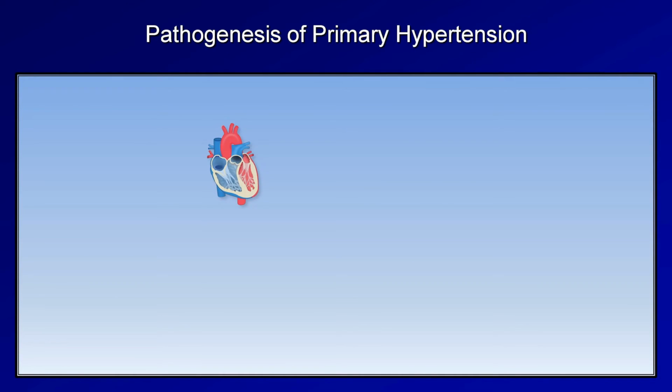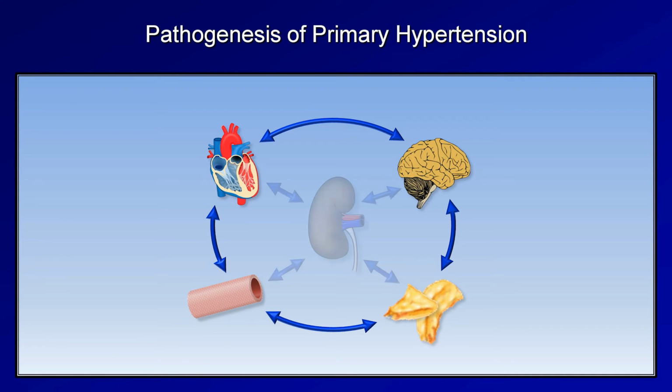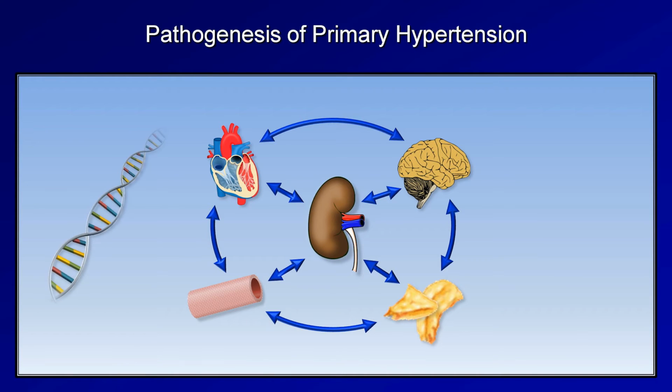Looking at the big picture, primary hypertension is a result of dysfunctional communication between 5 organ systems: the heart, the brain and spinal cord, the endocrine system, particularly the adrenal glands, the blood vessels, and most importantly, the kidneys. Superimposed on all of these various connections are a multitude of genetic effects, diet, particularly salt intake, and physical activity.